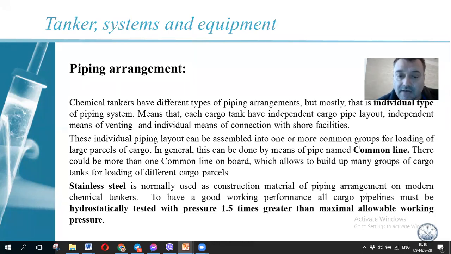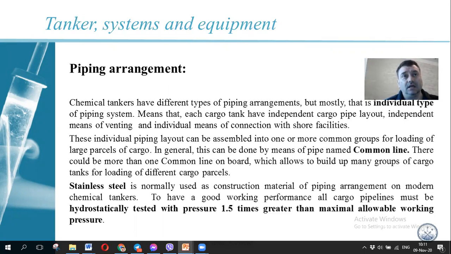And every 12 months, we have to test on board the ship all the piping arrangement, including cargo lines, bunker lines and others. But the cargo lines must be tested hydrostatically. So we have to press water inside the cargo lines and build up the pressure 1.5 times greater than the maximum allowable working pressure.